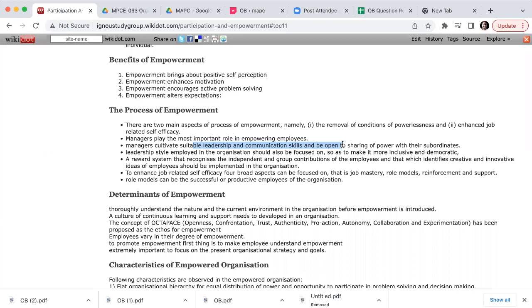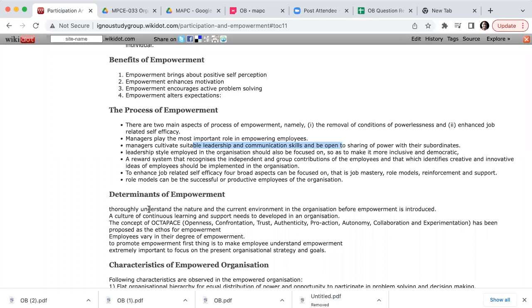And the last thing that you need to do is support. And who can be role models? Whoever is a successful and productive employee within the organization can be a role model. So this is the process of empowerment. Now we are going into the determinants of empowerment.